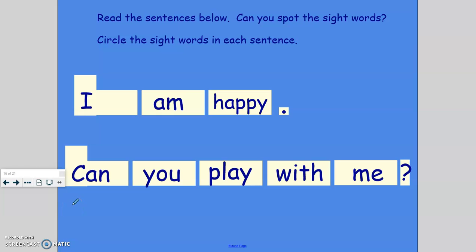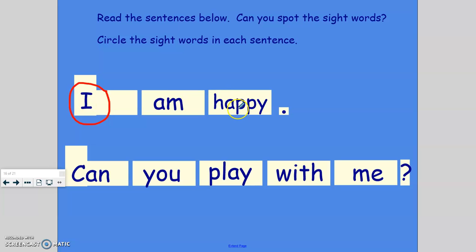Okay, so now we're going to read the sentences below. Can you spot the sight words or the new trick words that we learned this week? Circle the sight words in each sentence. So let's read the first sentence. I am happy. Do you see one of our new trick words? I see the word I. And it's definitely capital, and it begins the sentence.